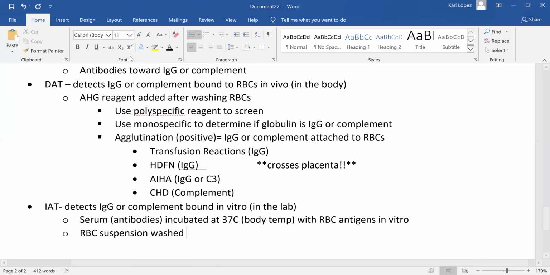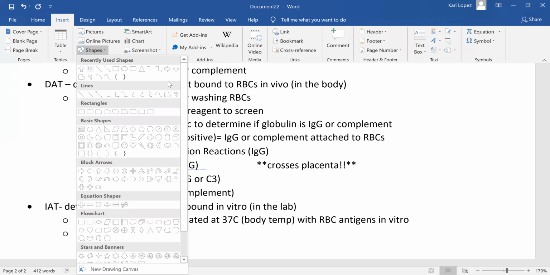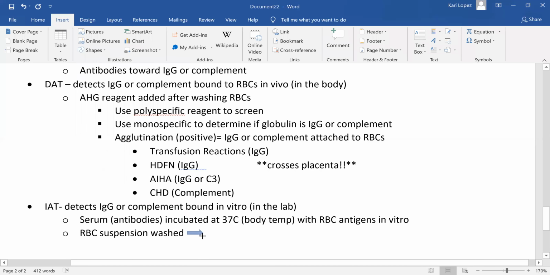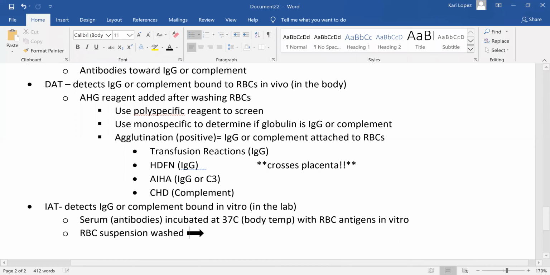And then I always like little arrows to point out that something's happening. But you can put "and" or "then" or whatever works for you. This will wash and then combine with AHG.